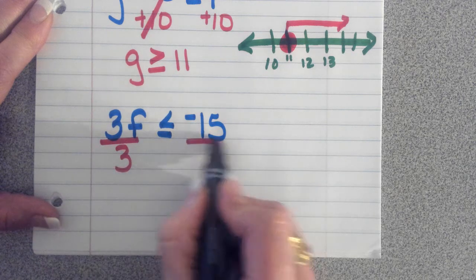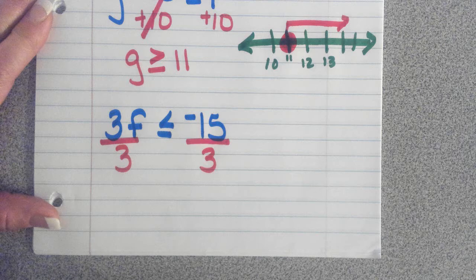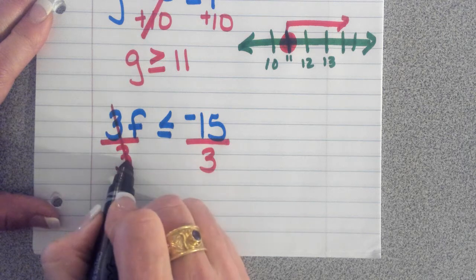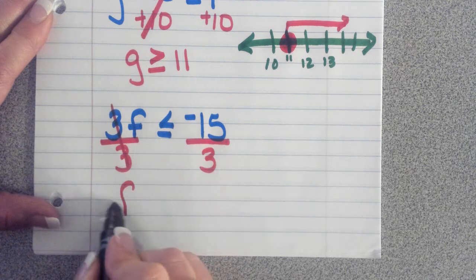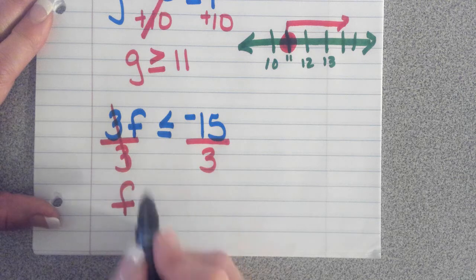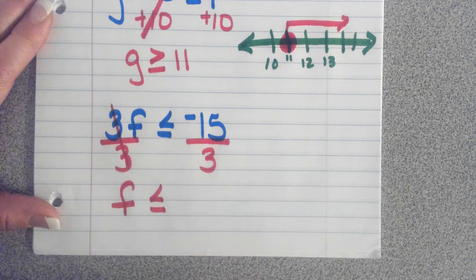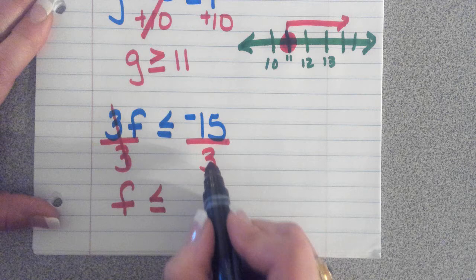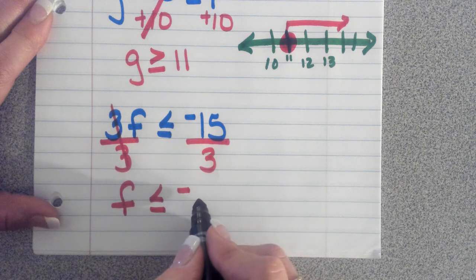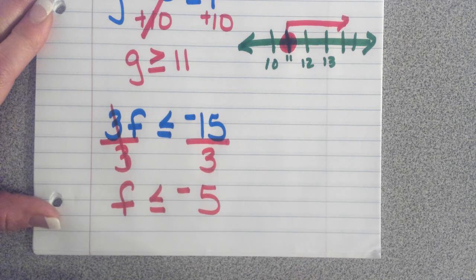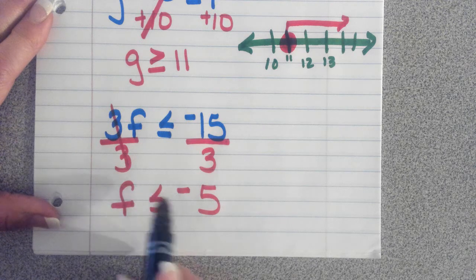What you do to one side, you have to do to the other. So 3 divided by 3 is 1. That gives us 1f all by itself. Keep your symbol less than or equal to. And negative 15 divided by 3 would be negative 5. Now, f can be any number equal to or less than negative 5.